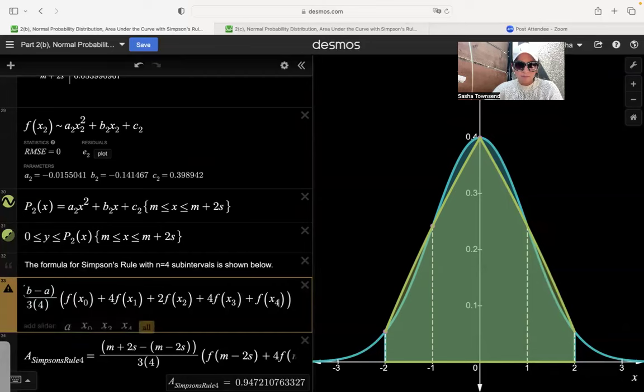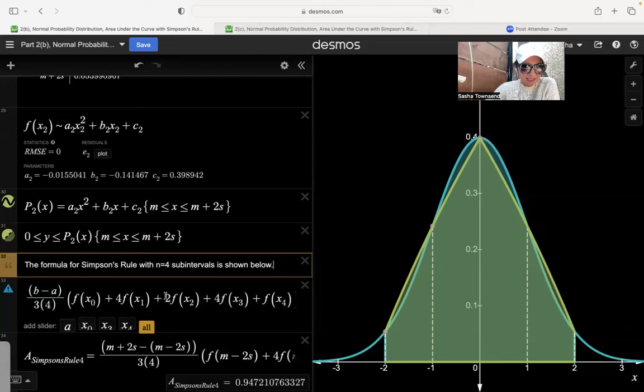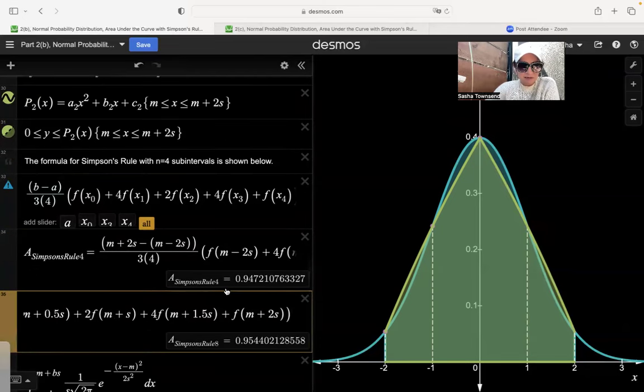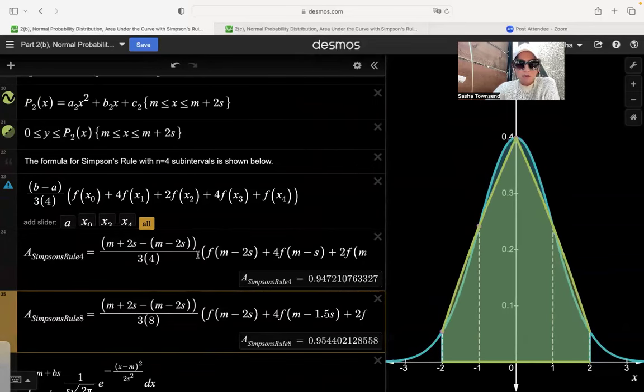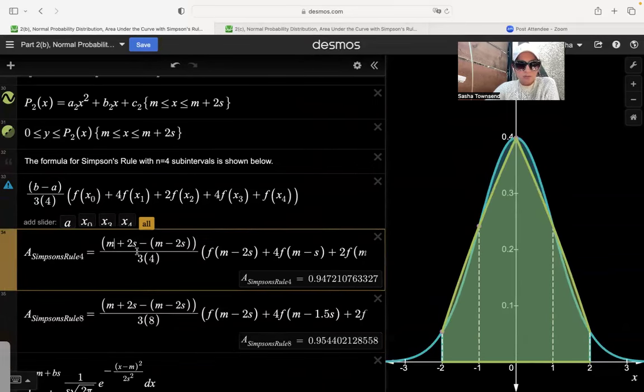And that's just code. It's asking me to add sliders for those. I don't want to add sliders. I actually haven't defined those, so I'm just going to leave that alone. With n equals 4, this is what we get. B is the mean plus 2 standard deviations. A is the mean minus 2 standard deviations.